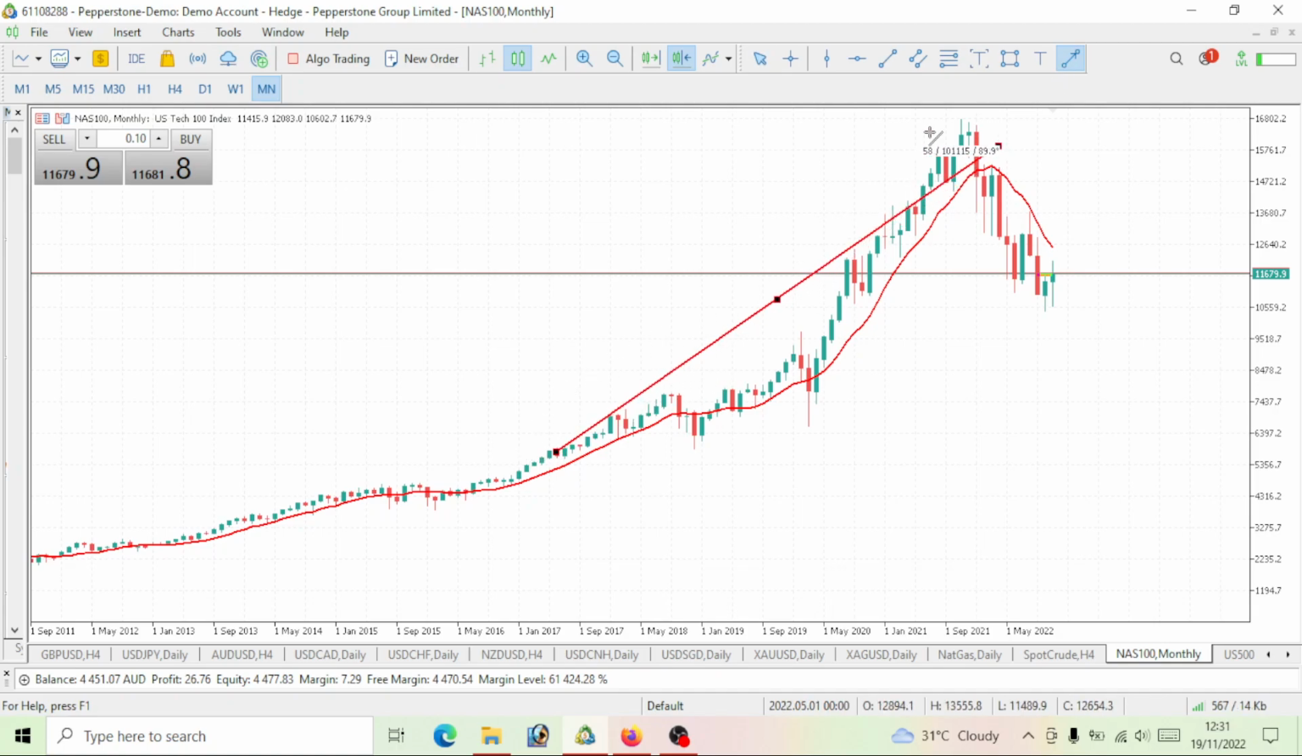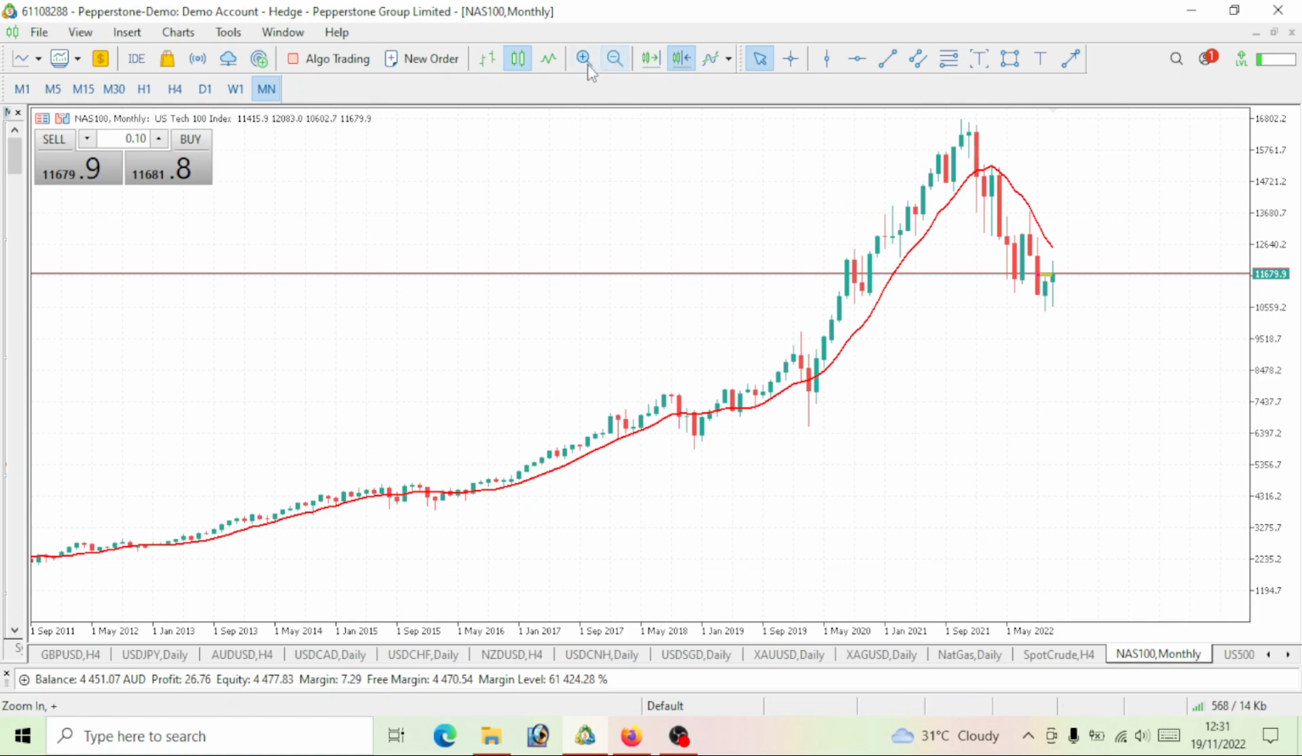I've also included this moving average, which is a 10 period moving average. Those of you that trade this moving average know that once the price is above the moving average, we have to go long. It is a buy, right? But if it is below it, then we have to sell. It is a sell. We have to short it.